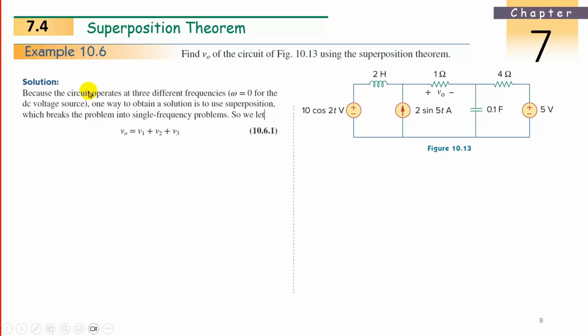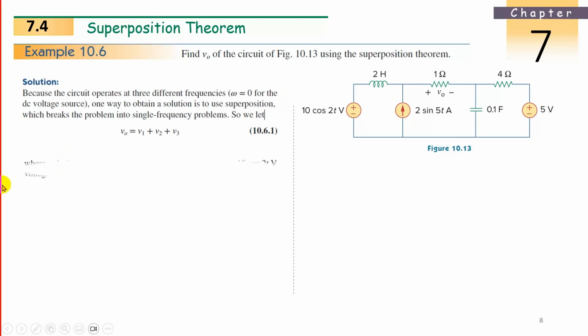Now, because the circuit operates on three different frequencies, omega is equal to 0 for the first source, the 5 volt DC voltage source. One way to obtain the solution is to use superposition, which breaks the problem into single-frequency problems, so that V0 is equal to V1 plus V2 plus V3. V1 is due to the 5 volts. V2 is when 10 cos 2t is there. V3 is when the current source is there. So we will find V0 as V1 plus V2 plus V3.